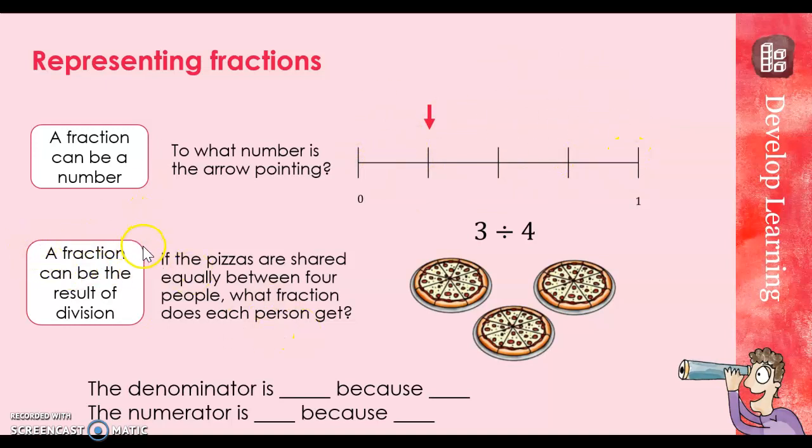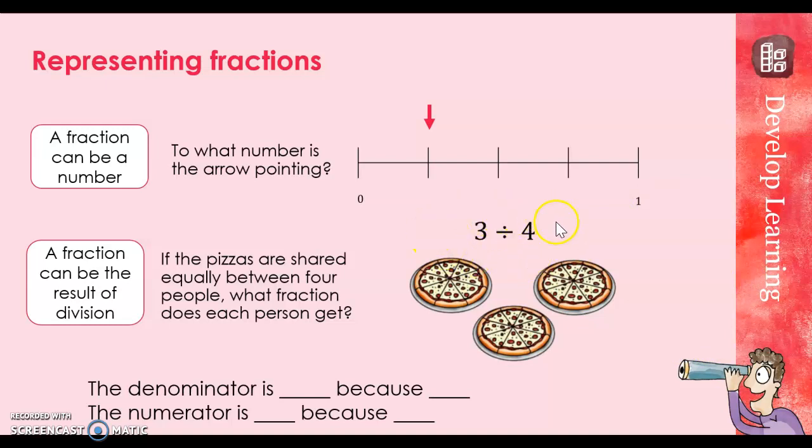And a fraction can also be the result of division. Now this will be new to you this year, but what we can see is we've got 3 whole pizzas here, and they're shared equally between 4 people. So we're going to split them between 4 people. So how much does each person get? Well, each person gets 3 pizzas. They get a quarter of the 3 pizzas. So we would represent that by saying the 3 as the numerator and 4 as the denominator.